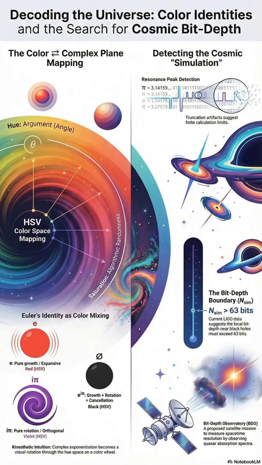The i represents the imaginary axis. In our color wheel, that direction is violet. Wow. Violet represents pure rotation. It's an orthogonal force. It doesn't want to grow, it wants to spin. So I have red for growth and violet for rotation. And Euler's equation tells you to apply that rotation to that growth. You are rotating the red vector by the violet angle.